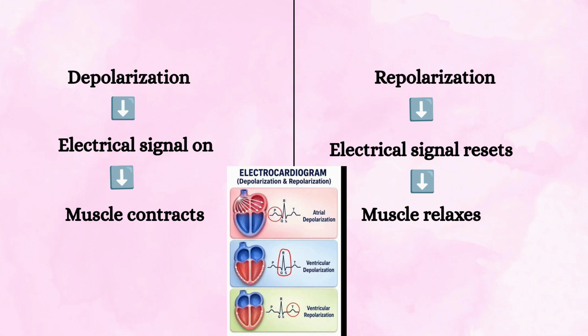So first, depolarization means the heart muscle cells become electrically activated, causing them to contract. Repolarization means the heart muscle cells return to their resting electrical state after contraction. This allows the heart to relax and prepare for the next heartbeat.